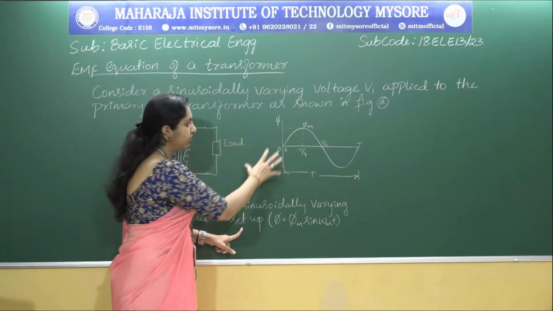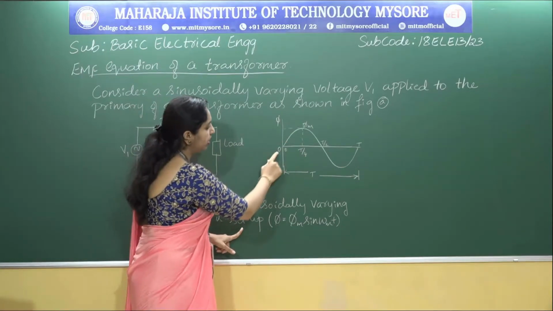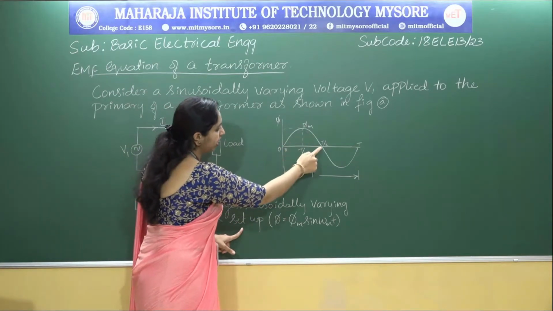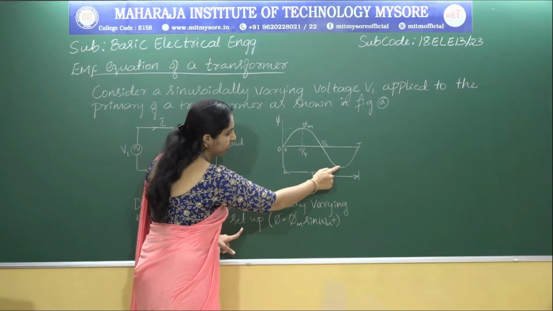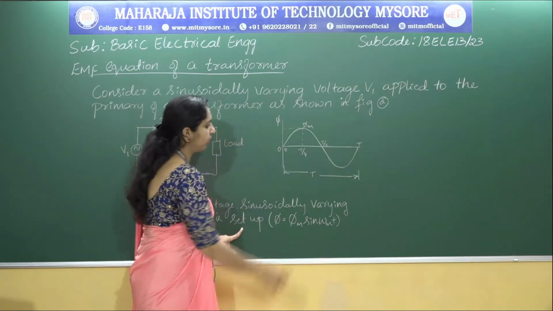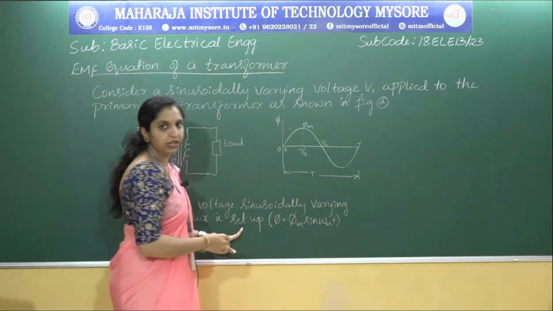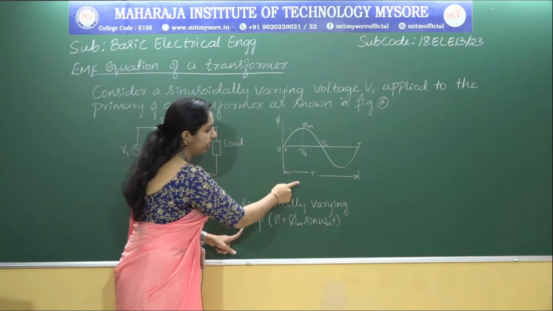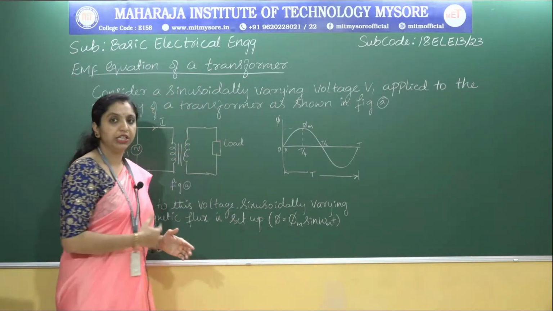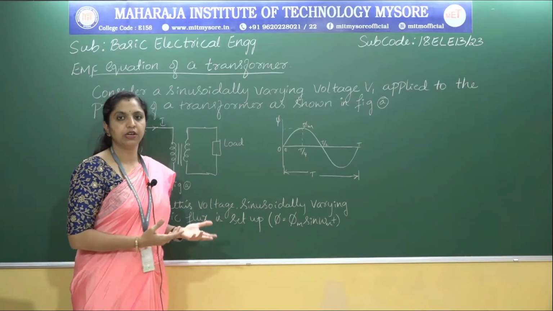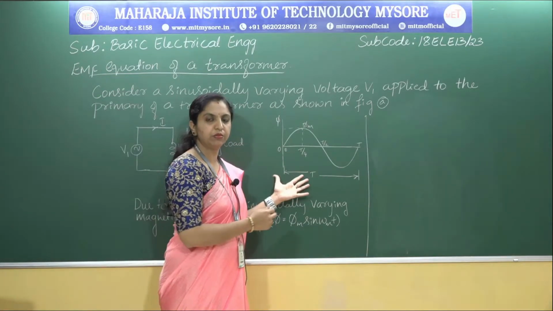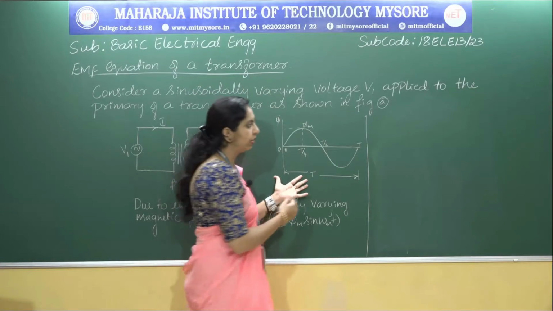Just observe this figure. Initially we have 0, then phi m, and it comes to 0 and goes to the negative maximum flux, and similarly it goes to 0. The duration we have taken here as T. Now, based on the change in flux, we are going to derive the EMF equation of a transformer. Based on this waveform, we are going to derive the EMF equation.